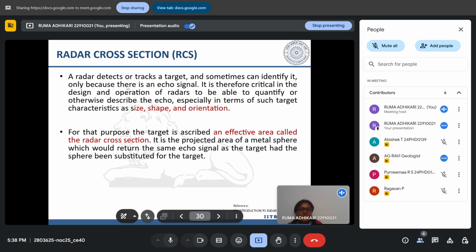So radar detects or tracks a target, and sometimes can identify it, only because there is an echo signal. It is therefore critical in the design and operation of radars to be able to quantify or otherwise describe the echo, especially in terms of such target characteristics as size, shape and orientation. For that purpose, the target is described by an effective area called the radar cross section. It is the projected area of a metal sphere which would return the same echo signal as the target had the sphere been substituted for the target.